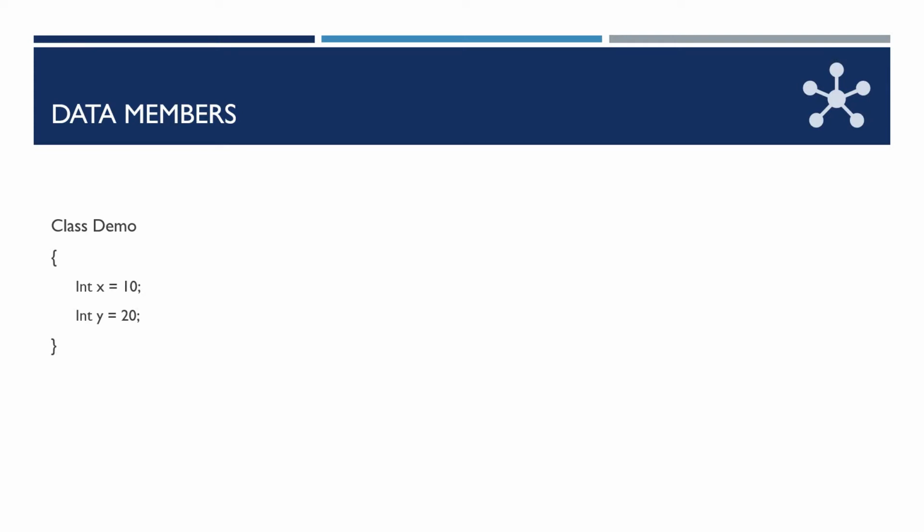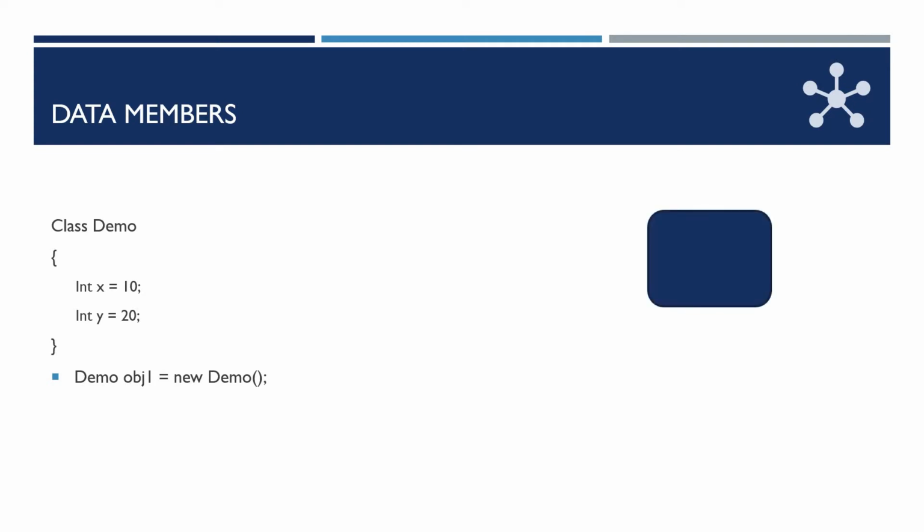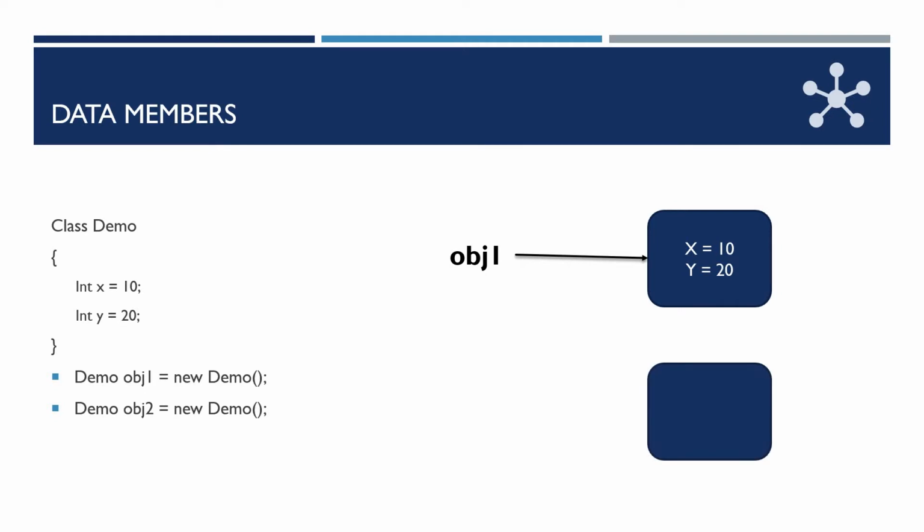Class demo has two data members x and y with its values, and here I'm creating an object for the demo class. First the memory will be created with x and y values, then the object will be pointing to that particular memory. So obj1 will have a reference to that particular memory location. Then I'm creating another object obj2, then a second memory will be created. So obj2 will have a reference to that particular memory.